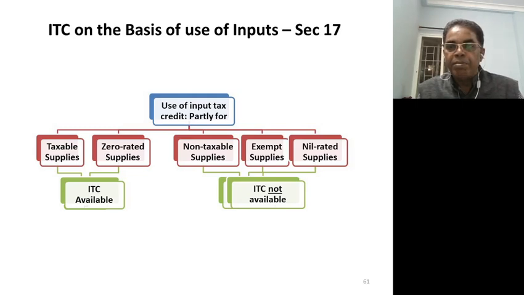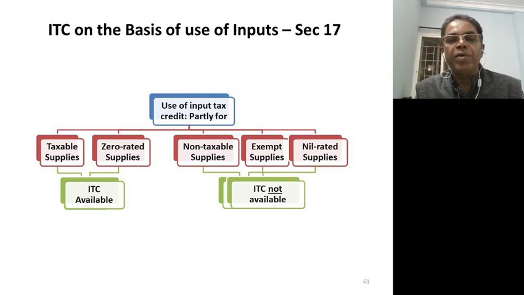But we purchased input for such zero rated supplies. It may change tomorrow. Some tax rate may also come, but under such cases, any input tax that is available, we can claim. Therefore, ITC is restricted to only two: taxable supplies and zero rated supplies.